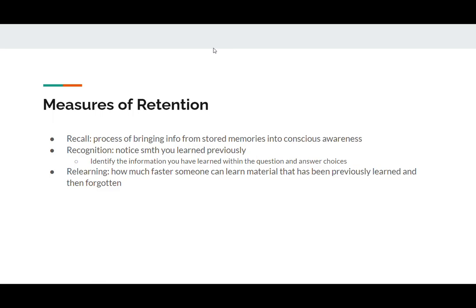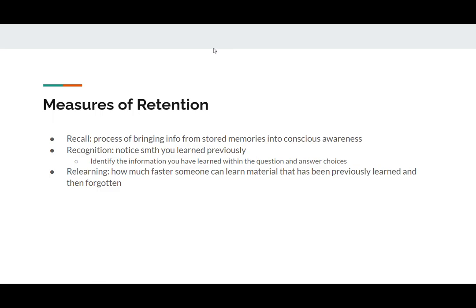The second one is recognition, which is when you notice something you learned previously. Rather than just simply recalling information, multiple choice exams require you to identify the information you have learned within the question and answer choices. The third measure is relearning.